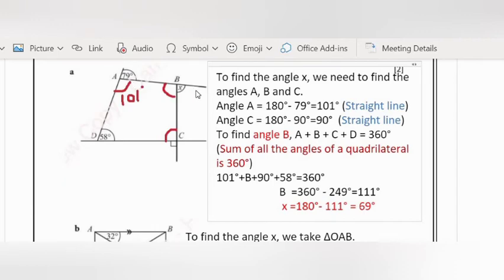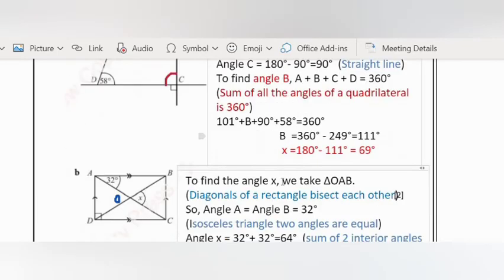And we know that this is a straight line. Okay, the line AB is a straight line, so one part of the angle is 111, so we can subtract from 180 degree. So finally we get the angle x is equal to 69 degree. That's all. We go to the next question.